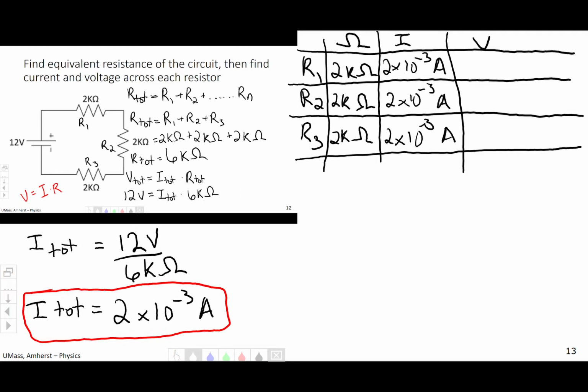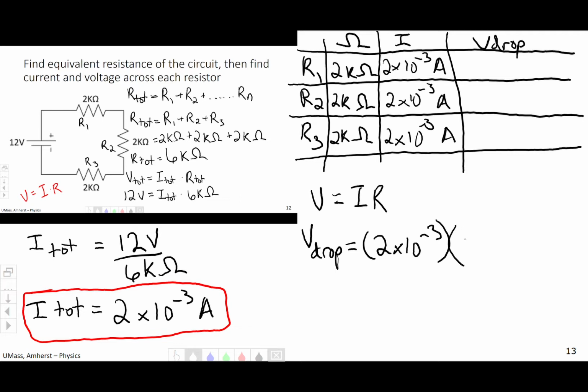Super. Now what we need to know is the voltage drop across each of them. So if this is going to be the potential difference, this is the voltage drop. So we're going to use V equals I times R for each of these individual ones. So that means the V drop is the current, 2 times 10 to the negative third, times the resistance, 2 kilo ohms. So that means the V drop is 4 volts, and this actually is the same for all of them.